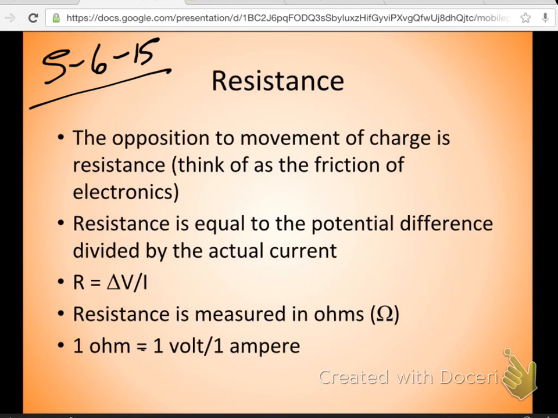So resistance is opposition to movement of charge. This is like friction for electricity. And there's a formula for this. So resistance equals the potential difference, which we know is voltage, divided by actual current. It's measured in ohms. You already got a lot of this, hopefully, from the videos, because we're going to be doing some resistance work. So 1 ohm of resistance is 1 volt divided by 1 amp.